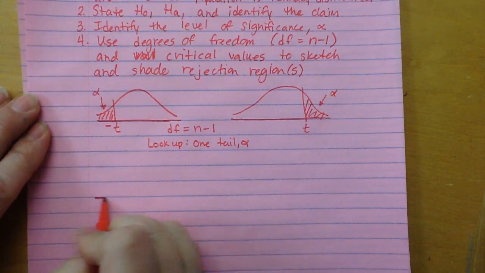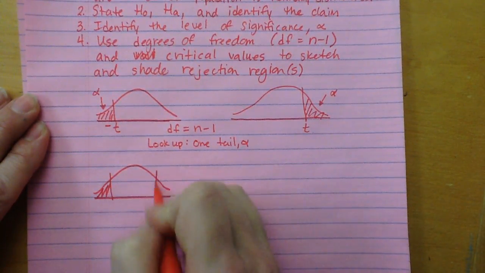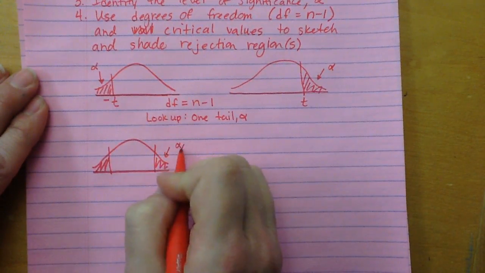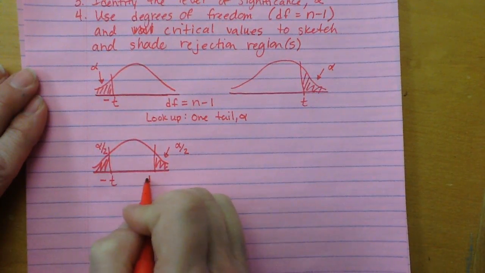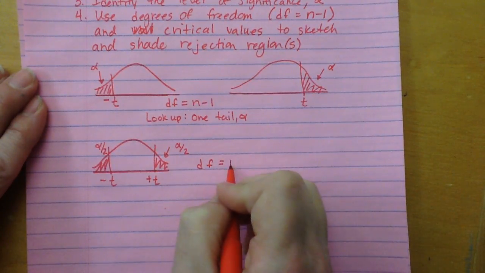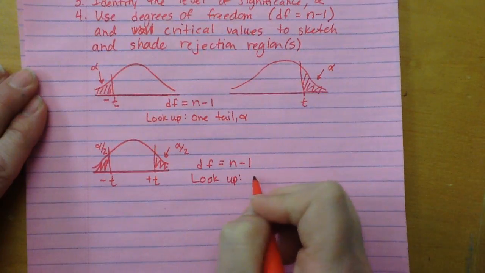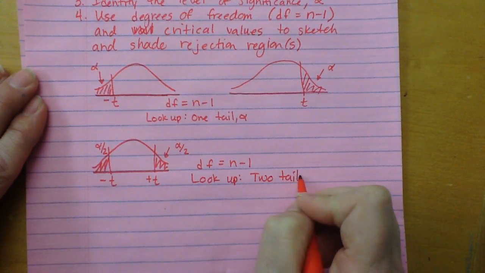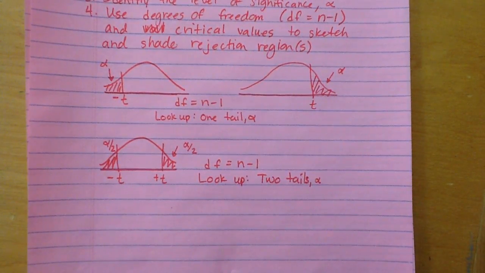Then when we have a 2-tailed test, remember that each of these tails is alpha divided by 2. We're going to have a negative t-score and a positive t-score. We're still using degrees of freedom equals n minus 1, but now we look up in our table the row that says 2 tails, comma, the alpha value that we're given.